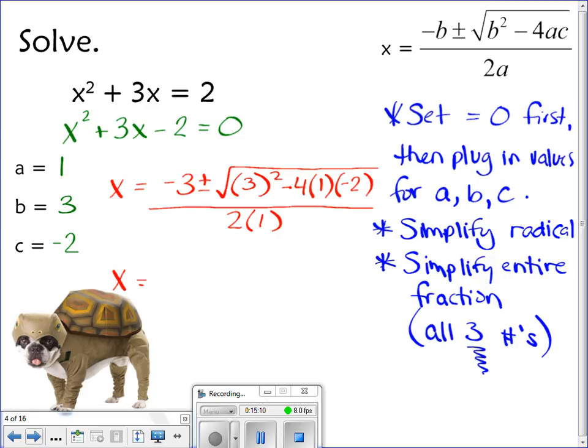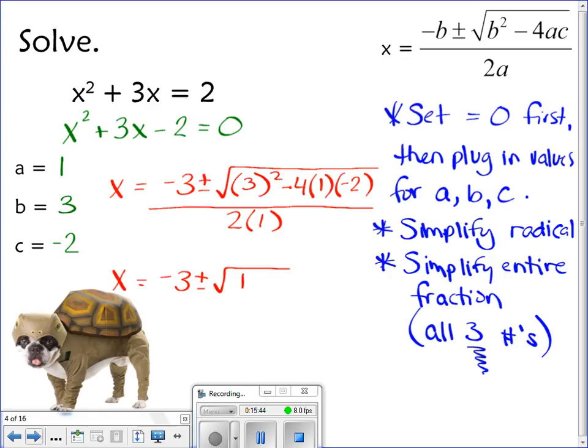All right, your next step is to simplify your radical. So I have -3 plus or minus radical. This is where your calculator comes in. Do not type in the radical sign. I just want you to type in 3 squared minus 4 times 1 times -2. Go ahead and use your parentheses. Type it in just the way we wrote it to make sure we don't mess up signs somewhere along the way.